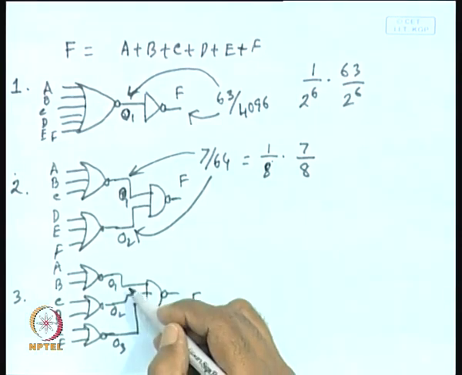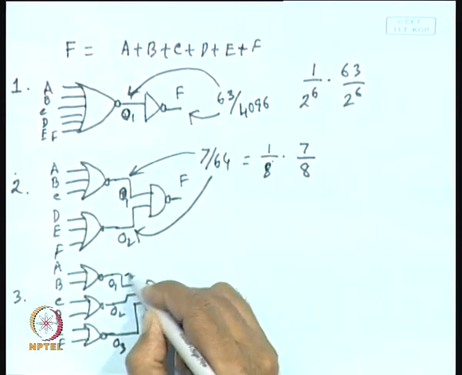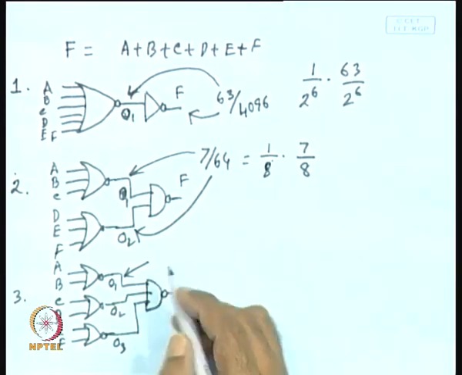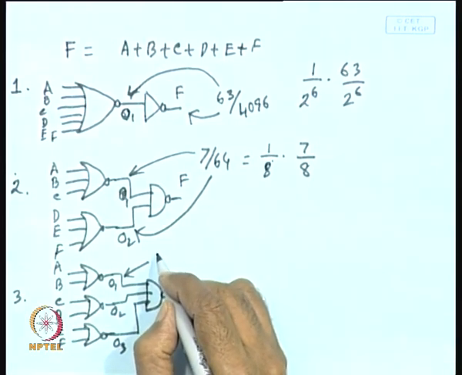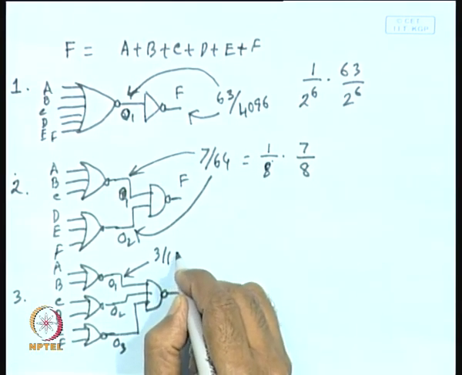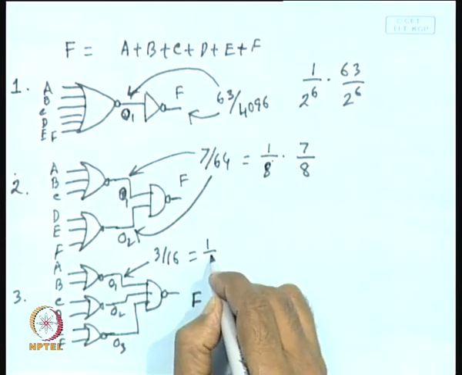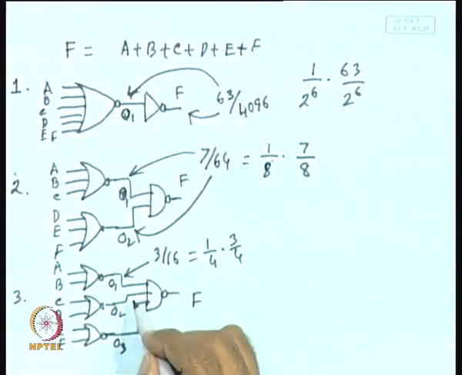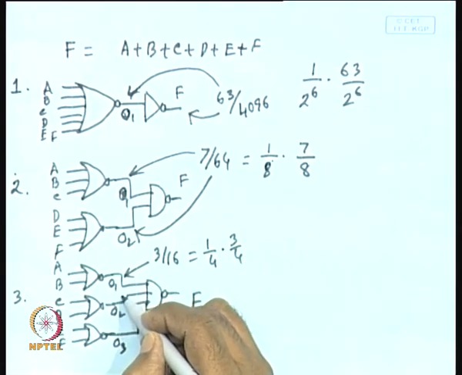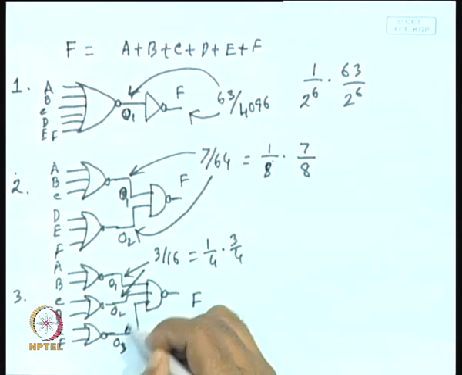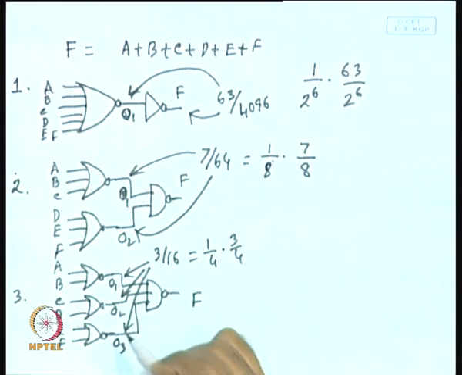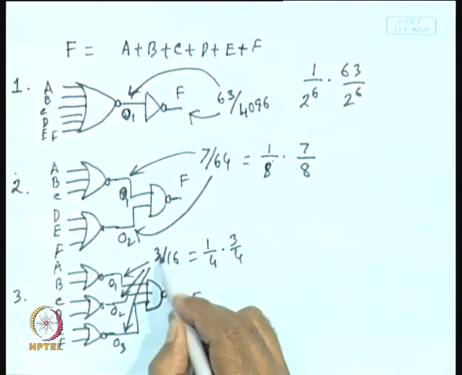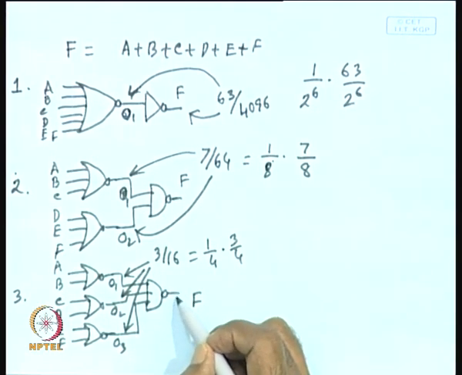What about this particular case? In this particular case, the switching activity at this point will be equal to only 3 by 16, that we are getting from 1 by 4 into 3 by 4, and the same will be for all the three inputs, all the 3 points. In all the 3 points, the switching activity will be 3 by 16. However, switching activity here will be 63 by 4096.